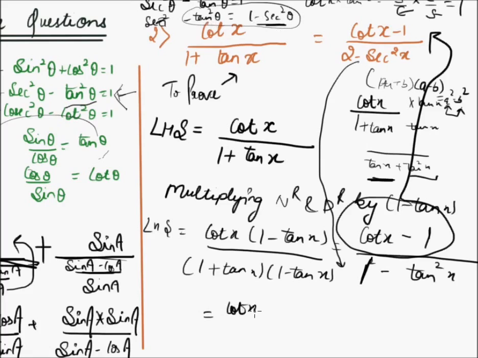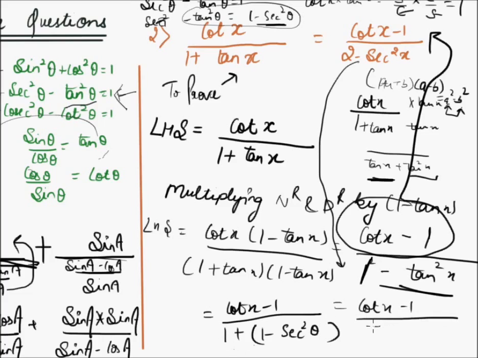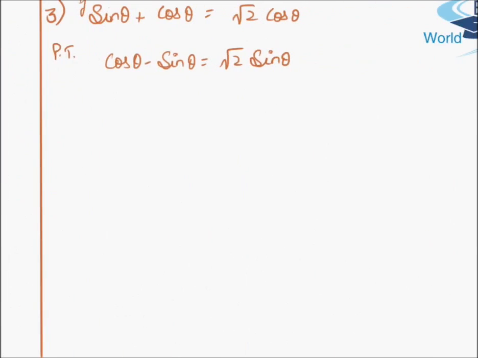So we have 1 plus the minus value, that is 1 minus secant square theta. Now 1 plus 1 is 2, and we have here secant square x. So we have clearly achieved the right hand side. Hence, starting from the left hand side, we have again achieved the right hand side, and hence the given question has been proved. Let us have another question.